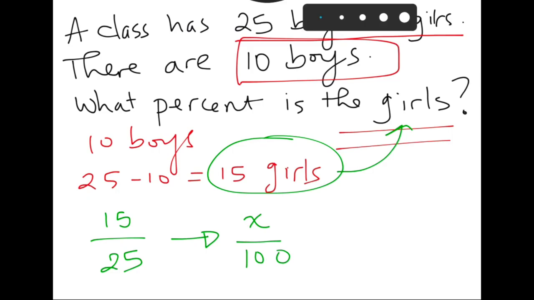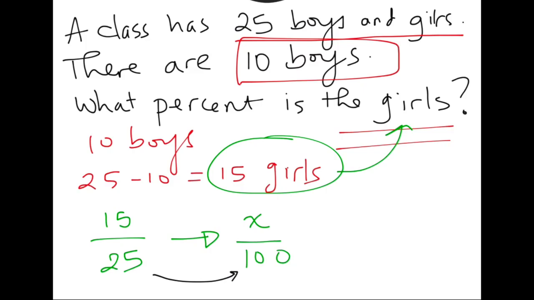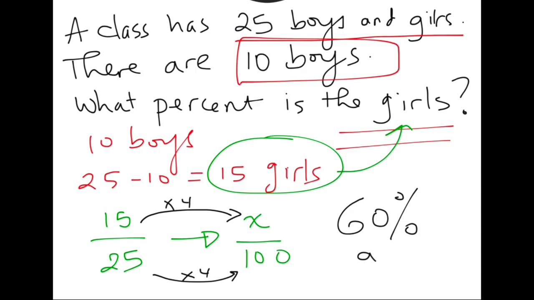So we are looking for this number x. So from 25 to 100, I am multiplying by 4. So I will do the same thing. From 15 to x, I multiply by 4. 15 times 4 is 60. So that means I have 60%. 60% of students are girls.